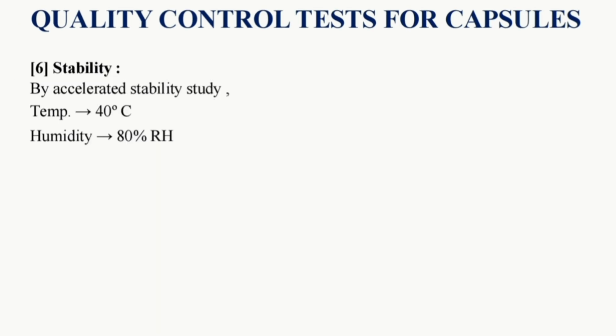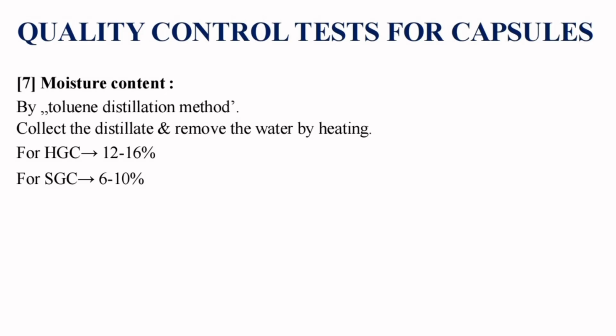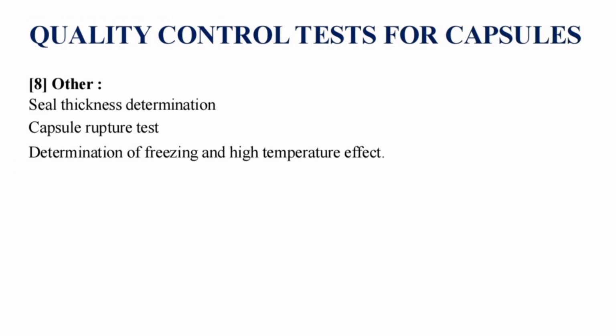Then the stability test, which will be an accelerated stability study. Temperature will be 40 degrees Celsius and humidity will be 80% RH. Then moisture content will be done by the toluene distillation method. Collect the distillate and remove the water by heating. For hard gelatin capsule, it will be 12 to 16%, and for soft gelatin capsule, it will be 6 to 10%. Then others are seal thickness determination, capsule rupture test, and determination of freezing and high temperature effect.